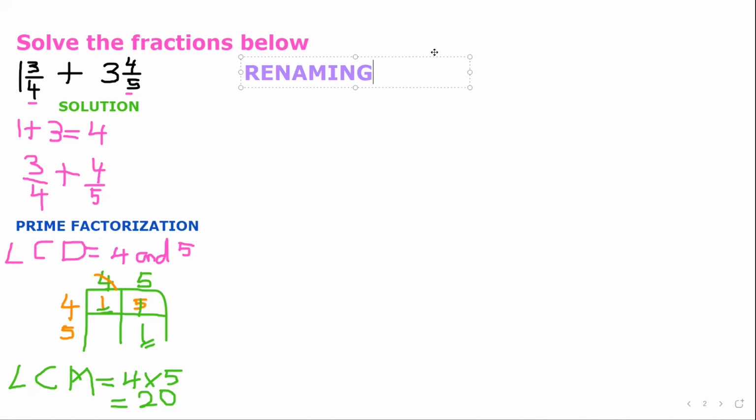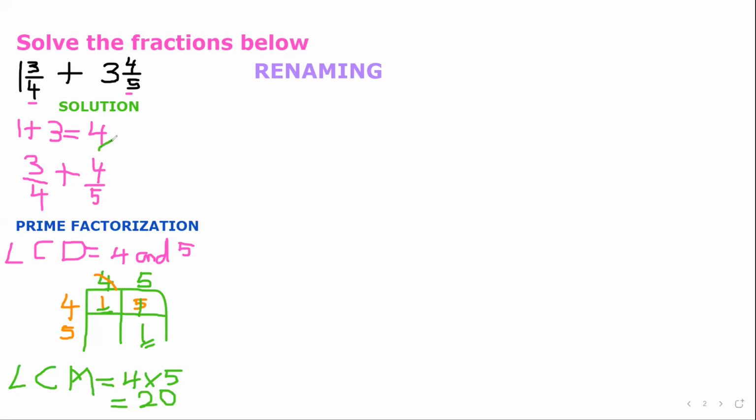Oh, we call it renaming. Very good. So we are going to rename or give another name to these fractions here. Remember, we have already added what? The whole numbers. The whole number here was 1 and here was what? 3. Then you add the whole number separate.